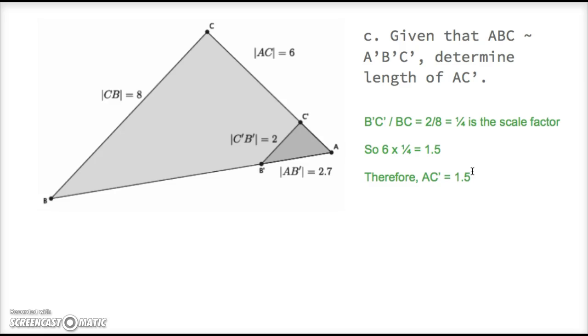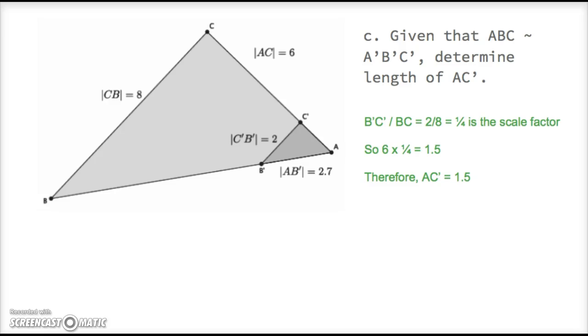I'm going to use that, on this question and on the next question, to figure out the lengths. So for this part C, we're trying to find AC prime right here. I take the original length, which was 6, and I'm going to multiply that by the scale factor, 1/4. And when you go straight across, you get 6/4, which simplifies down to 3/2, or 1.5. So the length of AC prime would be 1.5.